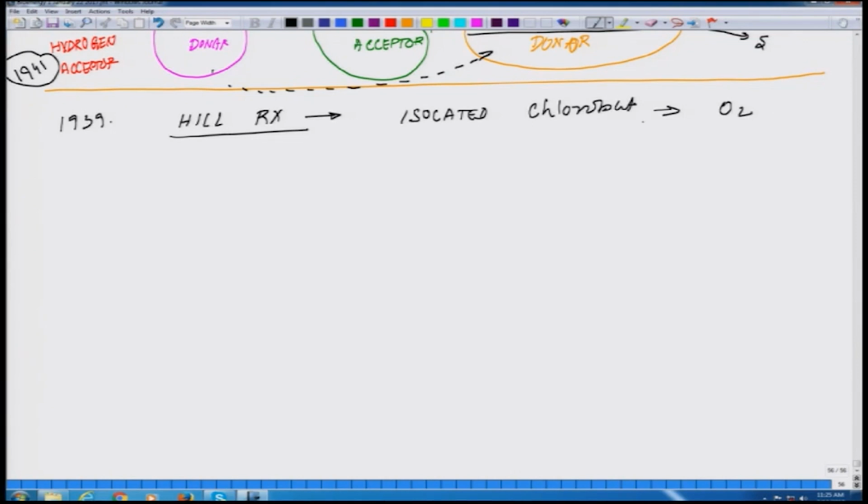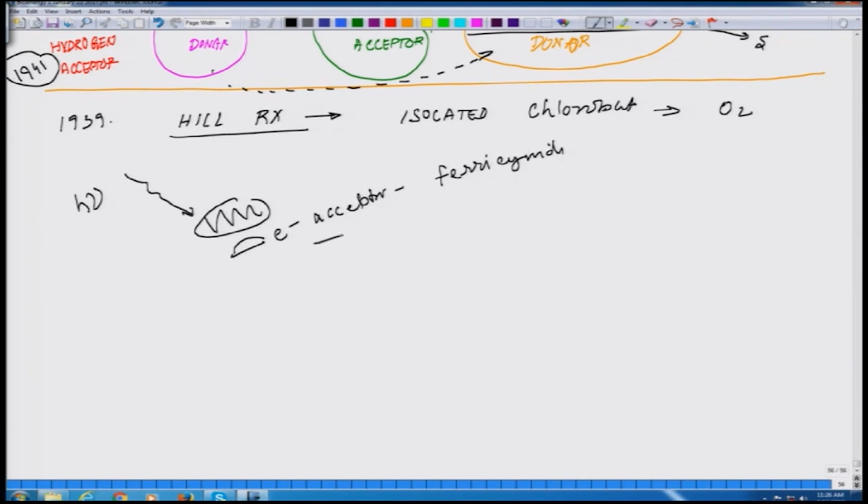What he observed is that when he took an isolated chloroplast like this and illuminated it with light, in the presence of a suitable electron acceptor in the form of ferricyanide, ferricyanide is reduced to ferrocyanide. So, this is the ferro and this is the ferri. Okay. So, there are 3 points he dissected out.